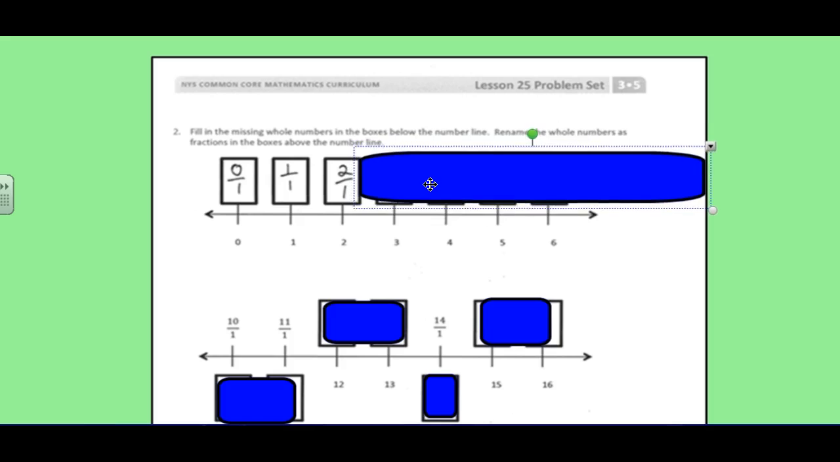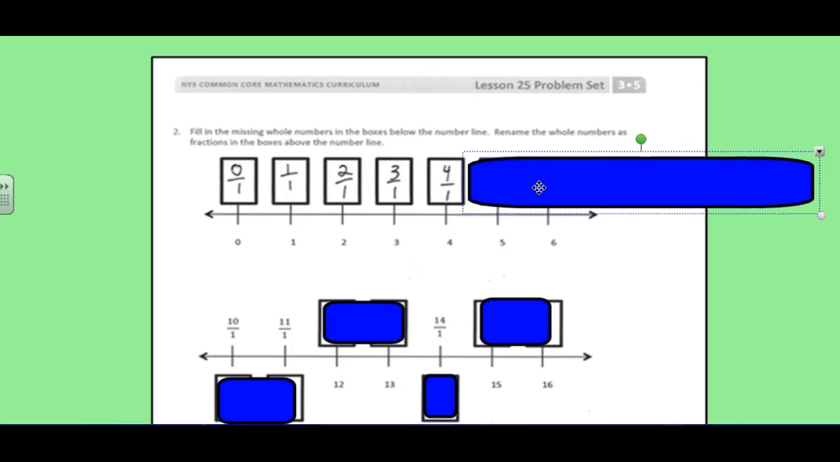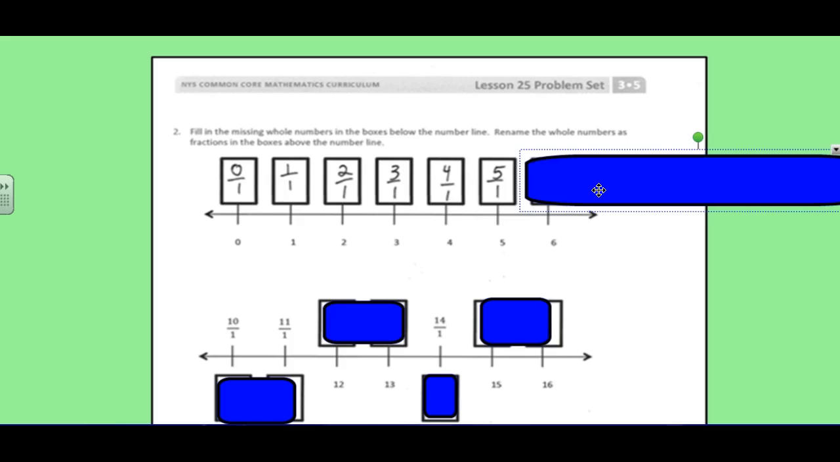Okay, so 2 would be 2 over 1. 3 wholes would be 3 over 1. 4 wholes would be 4 over 1. 5 wholes would be 5 over 1. And 6 wholes would be 6 over 1.